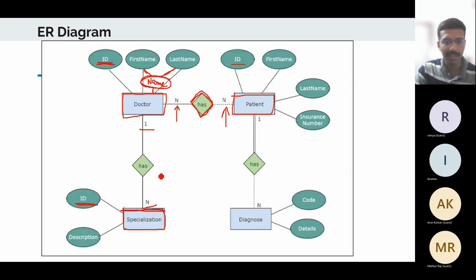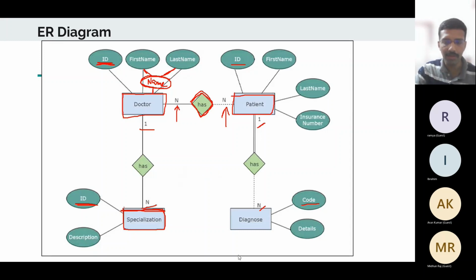So that is the entity in this case. And again, same case, a patient can be diagnosed with many diseases, whereas the diseases are corresponding to that particular patient alone. If one person is having one disease, it does not mean that another person will be having that same disease. So that way, the cardinality is again 1 on the patient side and n on the diagnosed side. And in this case, the code can be the primary key.